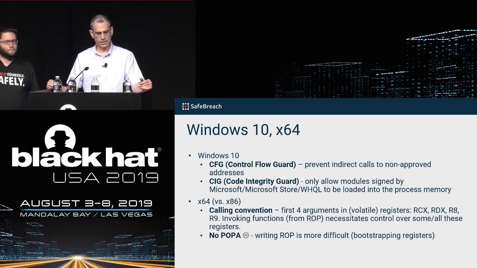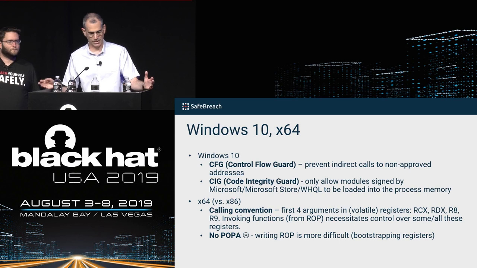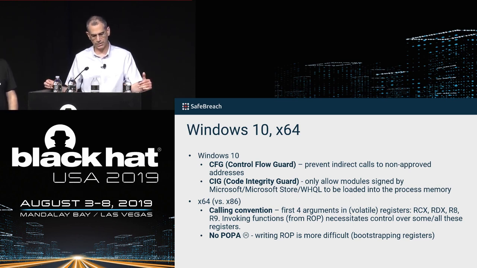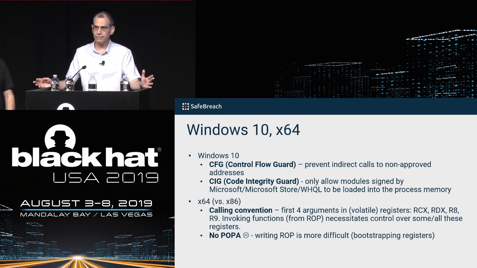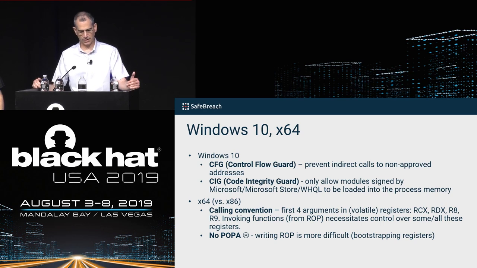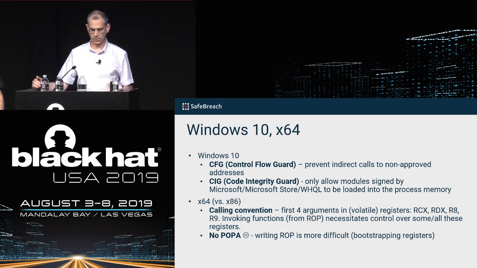The x64 architecture, as opposed to x86, the 32-bit architecture, has a different calling convention, wherein the first four arguments are stored in volatile registers, RCX, RDX, R8, and R9. So invoking functions, for example, from a ROP gadget or from other mechanisms, necessitates control over some or all these registers, which is sometimes hard to come by. Also, in x64, there is no pop all registers, so this makes it difficult to populate registers with desired values in ROP gadgets and so forth.